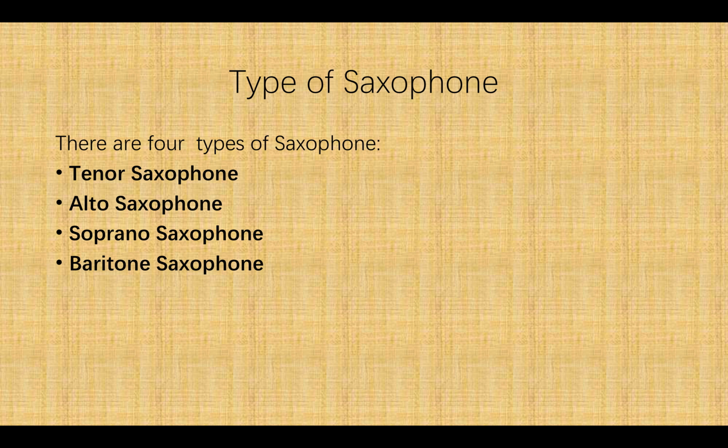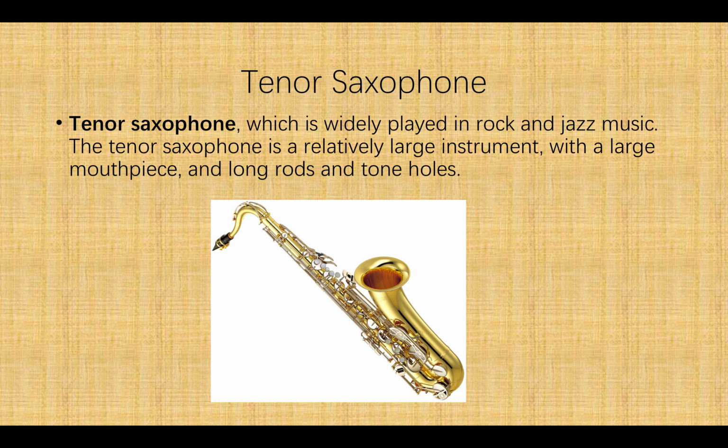On the next page, we're going to talk about different types of saxophone. There are 4 types of saxophone, which are tenor saxophone, alto saxophone, soprano saxophone, and baritone saxophone. The first one is tenor saxophone, which is widely played in rock and jazz music. The tenor saxophone is a relatively large instrument with a large mouthpiece and long rods and tone holes.